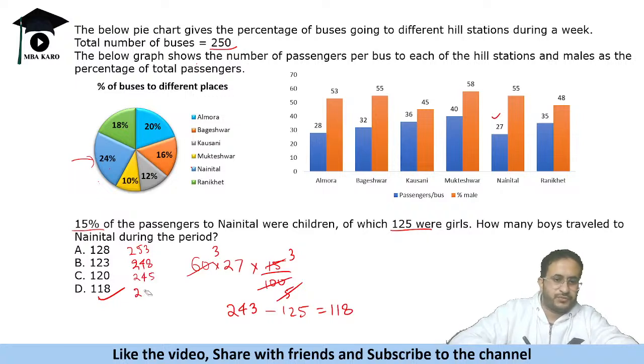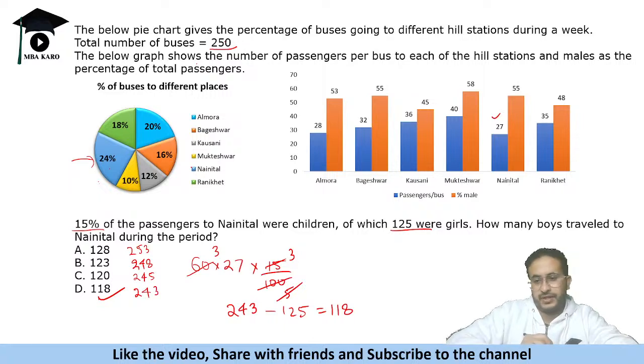Now try to get this thing. I got these numbers. I see that 27 buses are going, and passengers per bus is 27. So the number of children would ideally be a multiple of 27. The number of people going should be a multiple of 27. I see that these are not multiples of 27, so I would go by this option.